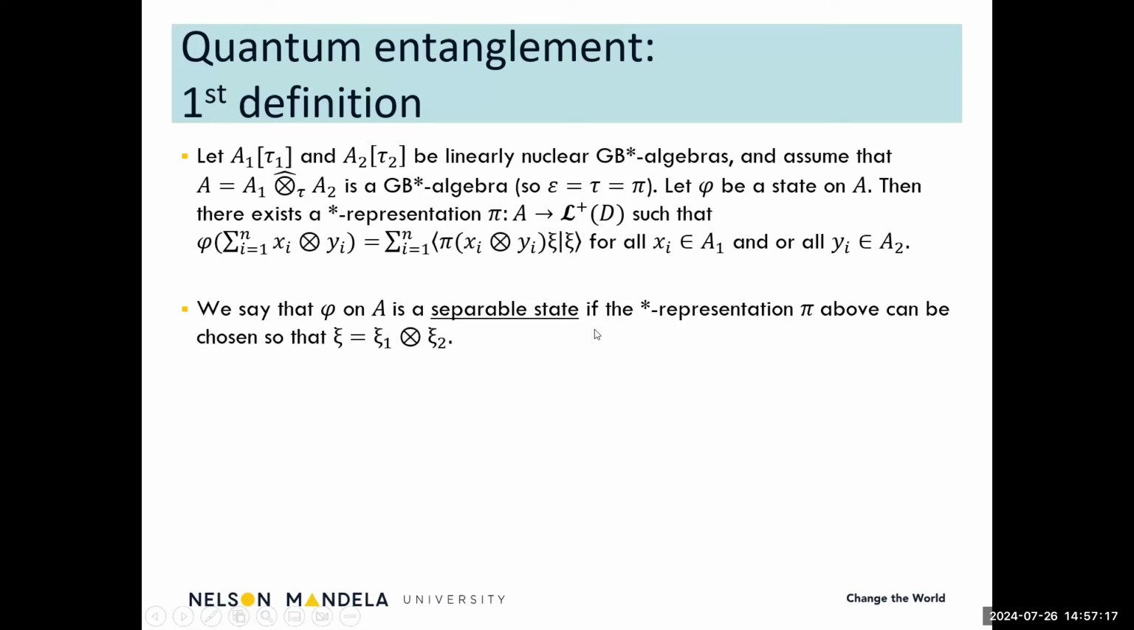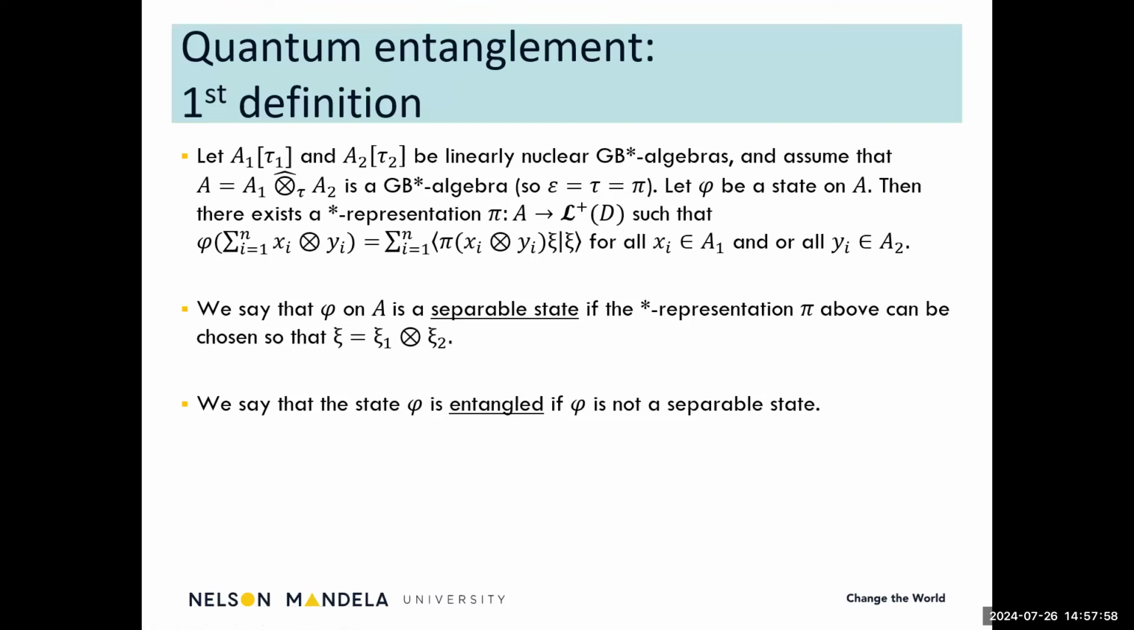And then we will say that a state will be separable if the star representation above can be chosen to be an elementary tensor. So if that state C over there in the first bullet, in the last line, can be chosen to be an elementary tensor under some representation, we'll call it a separable state. So in other words, we try to mimic the von Neumann formalism. And then it will be entangled if phi above is not a separable state. So if you cannot represent it in such a way that the C over here is an elementary tensor.